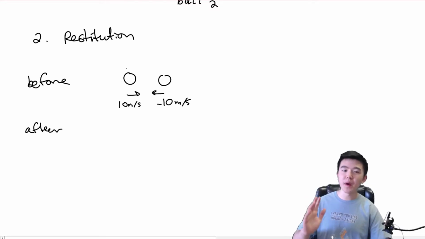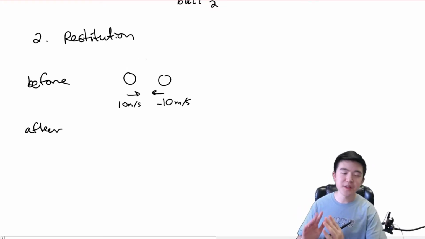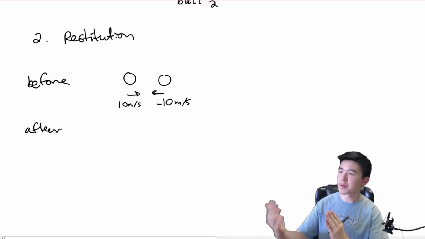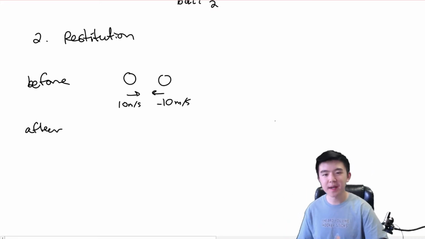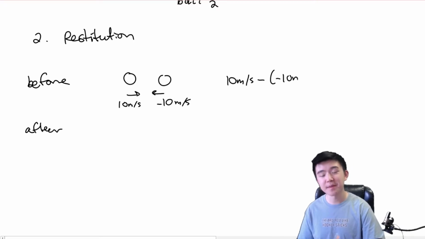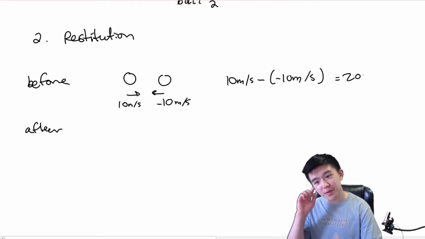So if we look at ball 1 and we think we're ball 1, right, just imagine, then ball 2 is headed towards us at 20 meters per second, right? So that's going to be 10 meters per second minus negative 10 meters per second, which is going to be equal to 20 meters per second.